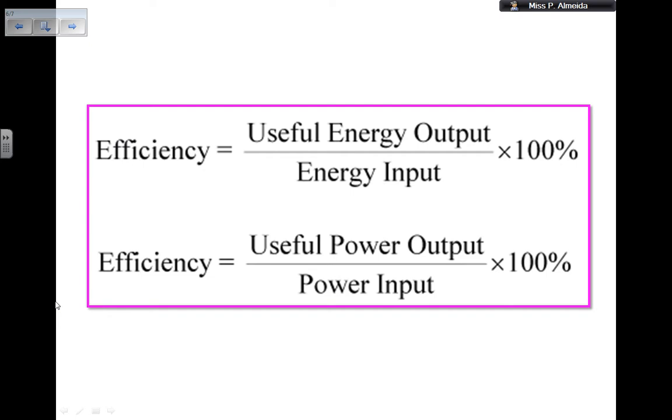You can either do useful energy output over energy input and then multiply by 100 if you want a percentage, or if you have powers instead, efficiency is calculated by useful power output over power input. You can leave it like that as a decimal number, or multiply by 100 if you want efficiency as a percentage. Now, if I have some wasted energy, then my useful energy output is a little bit less, right? So my efficiency decreases.